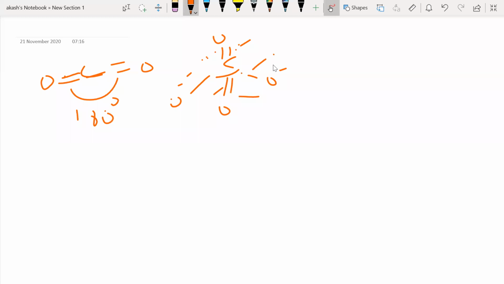So this is of the type AB4. Sulfur in the middle, 4 oxygen atoms. What is the shape? AB4, tetrahedral. Obviously, right? So what is the bond angle then? 109.5. Yeah, absolutely. 109.5 degrees. Okay, so this is my SO4 2 minus.